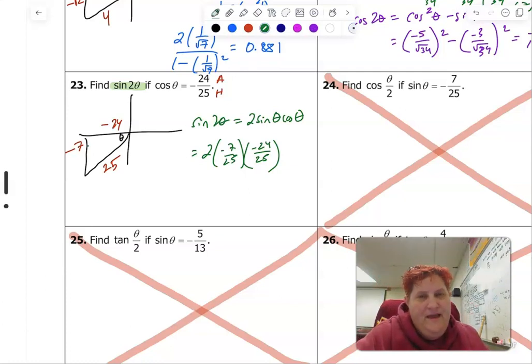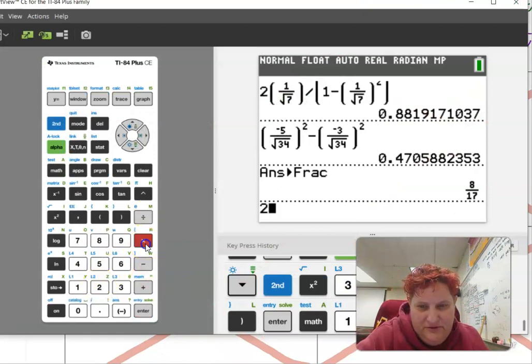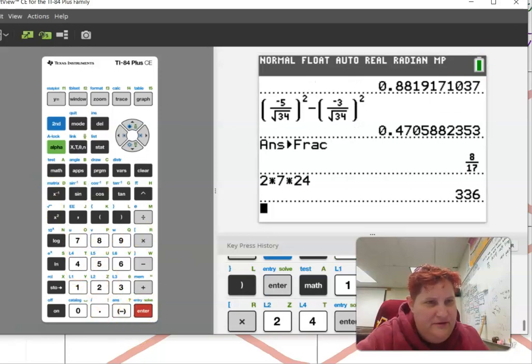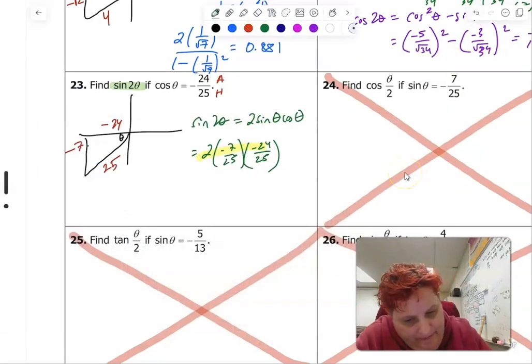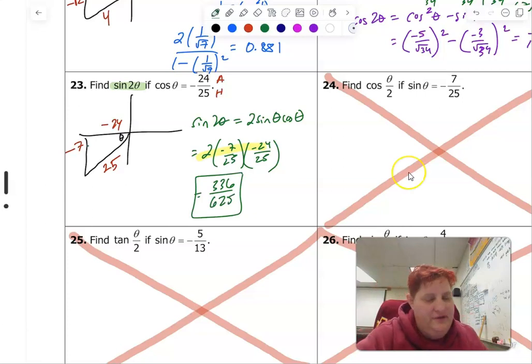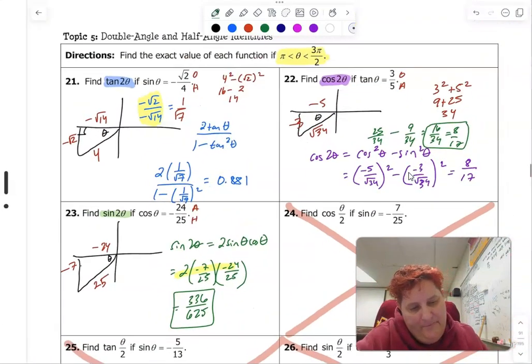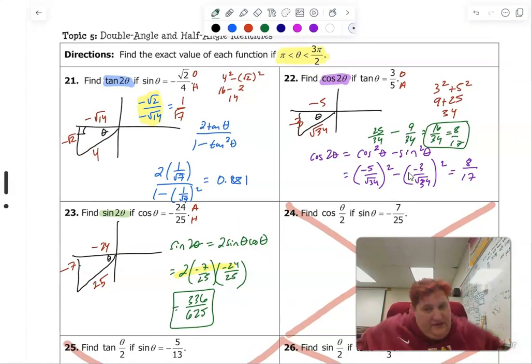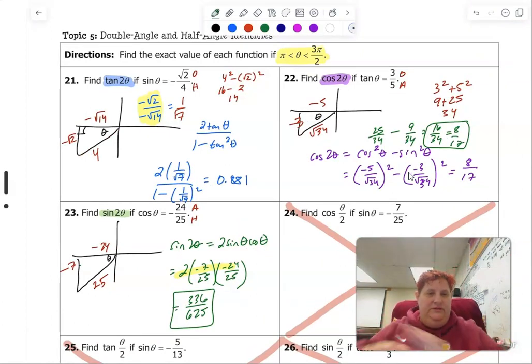Okay? And you guys, you can type in all that fraction stuff, or you really can just type in that: 2 times 7 times 24, 2 negatives make a positive. So what's 2 times 7 times 24? That's 336. And 25 times 25 is 625, and that doesn't reduce. If you type that whole thing in there, though, that's exactly what you're going to get. Okay? So there we go. Again, I'll try to make sure that on the test they're mostly triples. I can't say that they're all going to be triples, but they will mostly be triples.